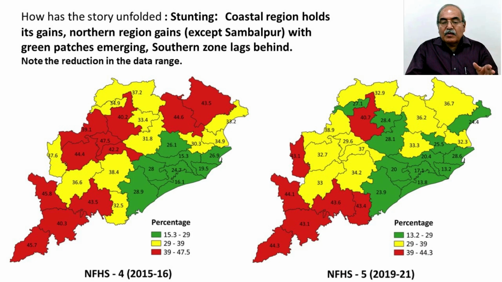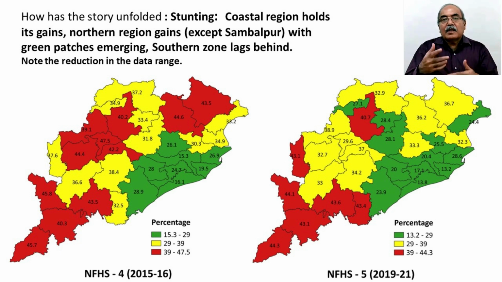We go to stunting to see how the story has unfolded. Again, we notice the coastal region holds its gains, but that green patch actually moves from the coastal side towards the northern division of the state. Southern region doesn't fare as well, but in the northern region, with the exception of Sambalpur district, you can see green patches emerging.